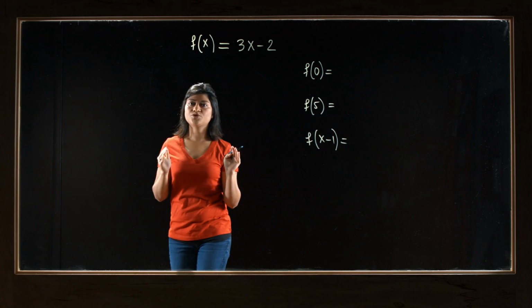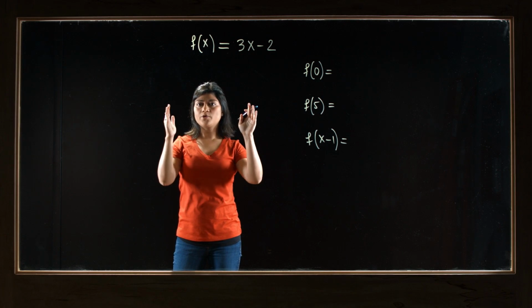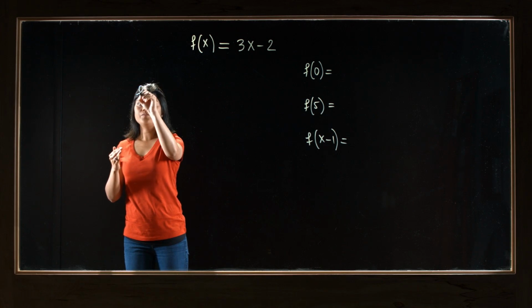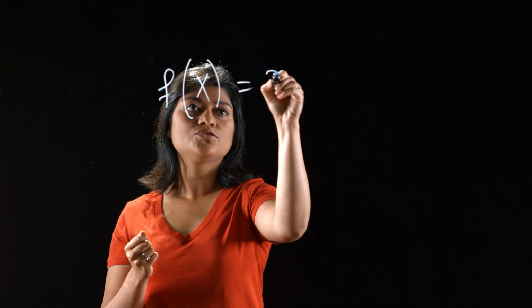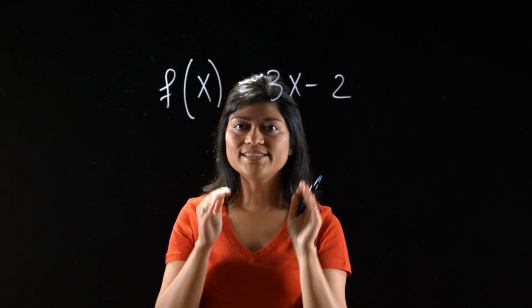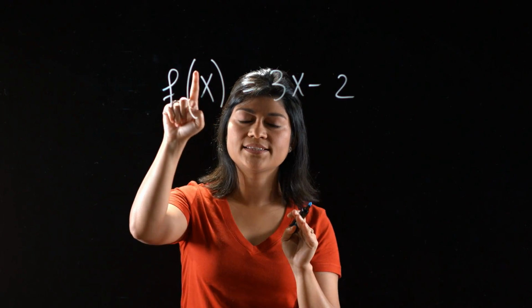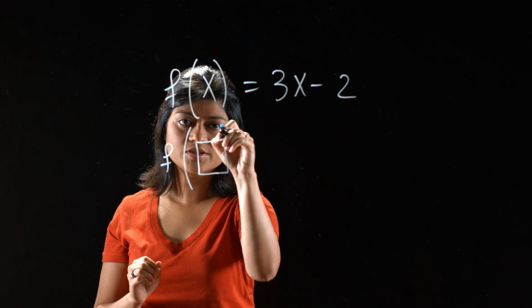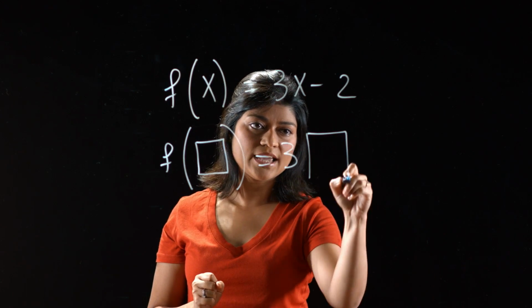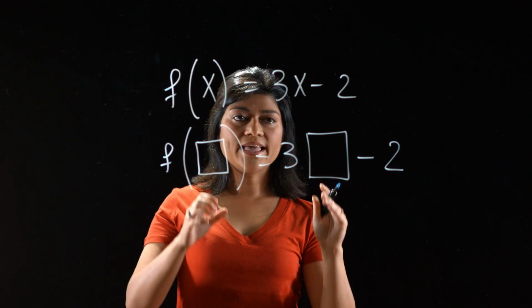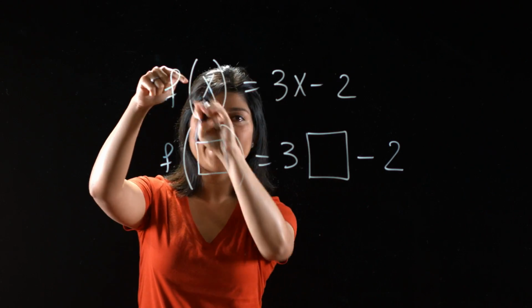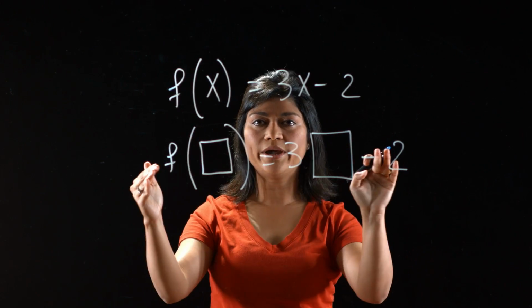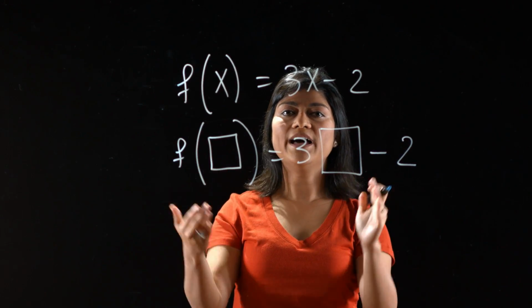So this is the best way to look at this type of problem. Whenever you have to evaluate a function, think of it this way. So you are given f of x is 3x minus 2. Consider wherever there is x, there is an empty box. So it's almost like f of empty box is equal to 3 times empty box minus 2. And then whatever you have to plug in for x, you just put that inside this empty box. That's the best strategy to evaluate a function.